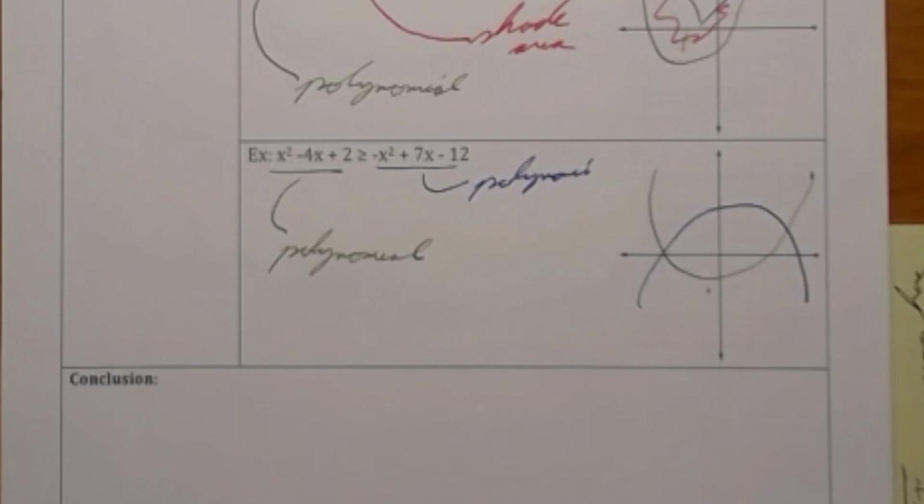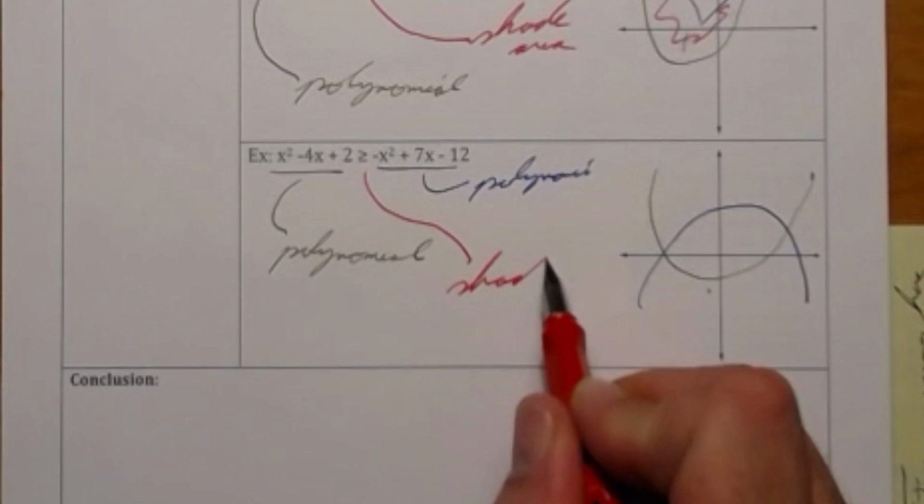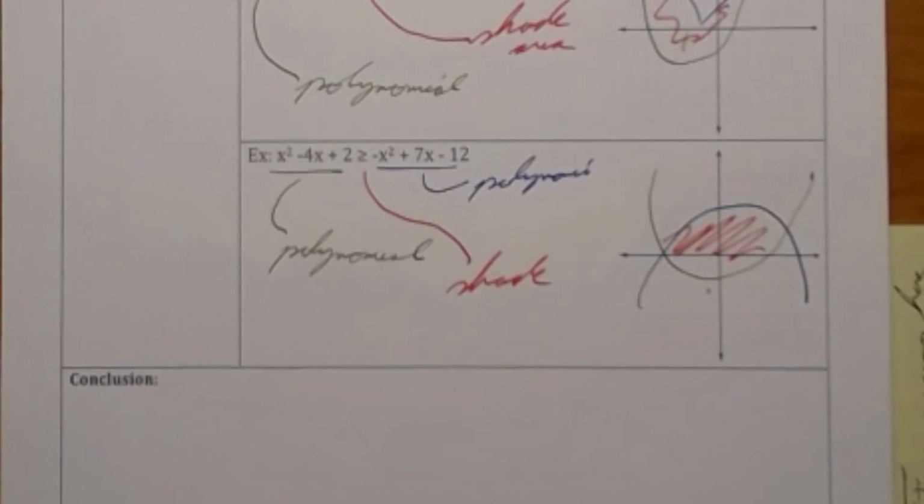I'll find this using my testing points, and I will likely use when x is 0 because it's an easy point to check. Remember, when you check with 0, if it's true, you shade with it.